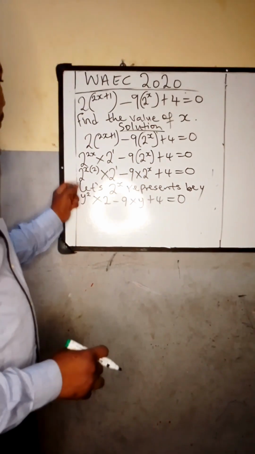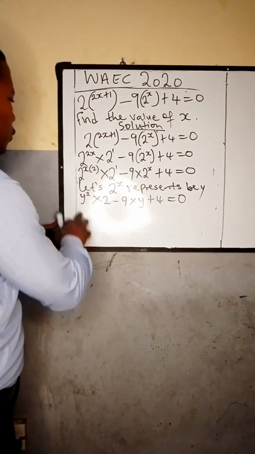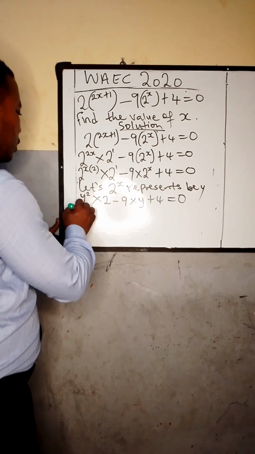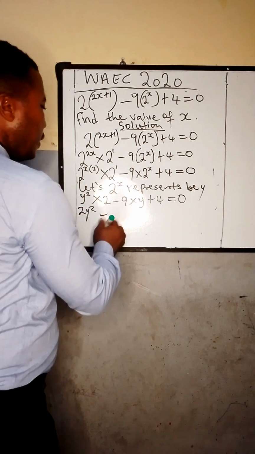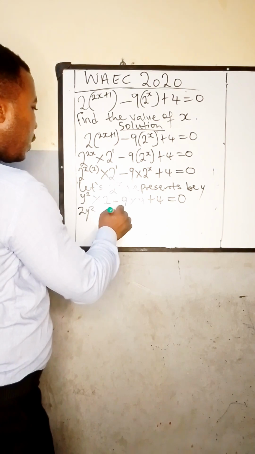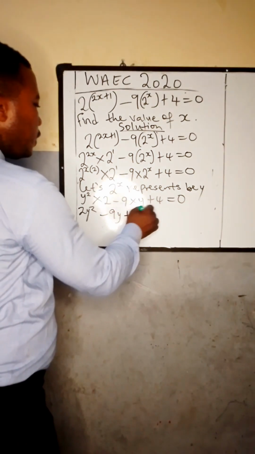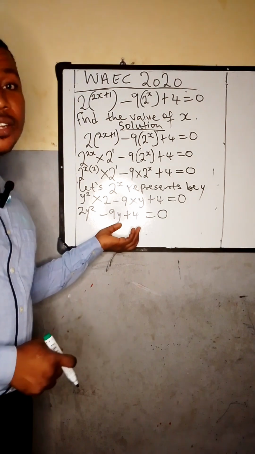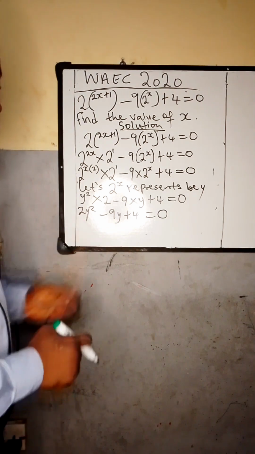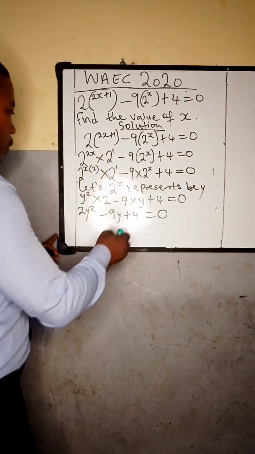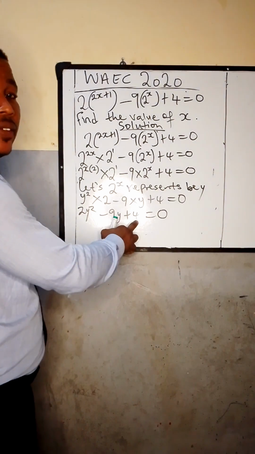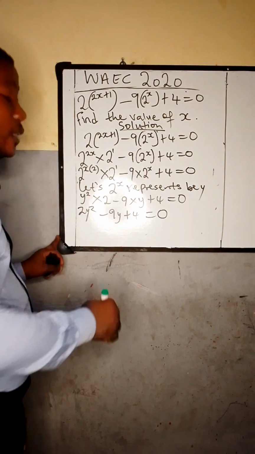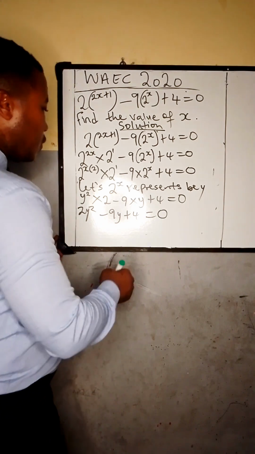Okay, this is still the same thing. Now here we now have 2y squared, minus 9y, plus 4 is equal to 0. As you can see, we can now factorize this to get the value of y here. So 2 times 4 is giving us 8, of course. This is 2y squared times 4, giving us 8y squared. We find 2 factors of 8.